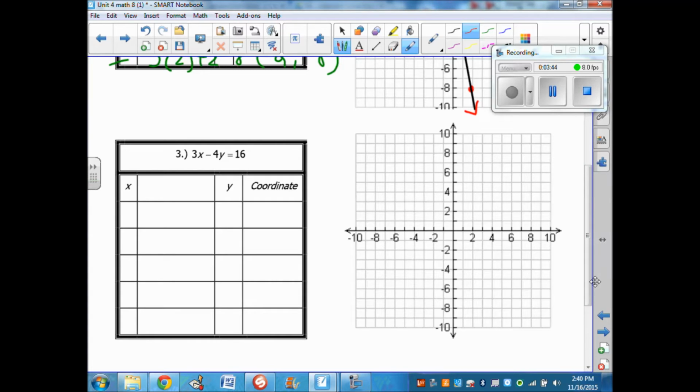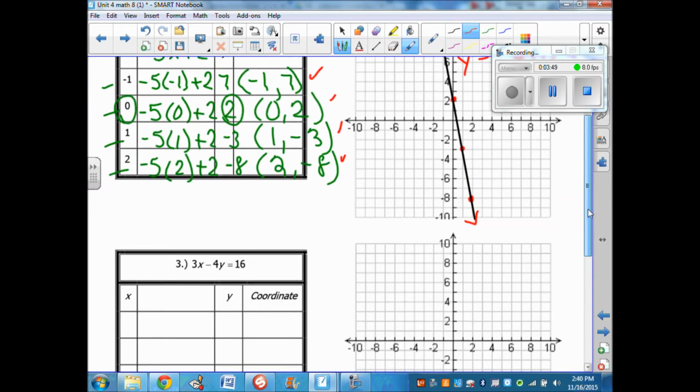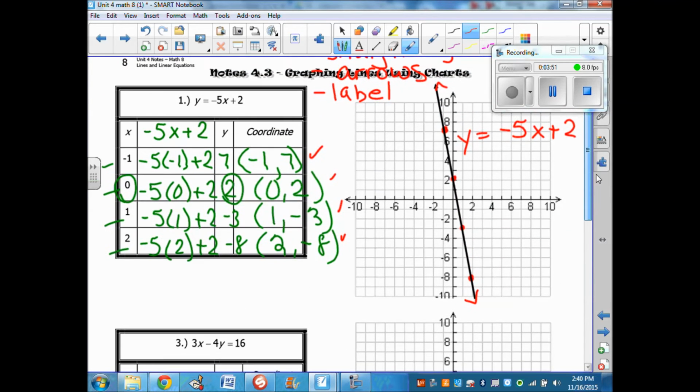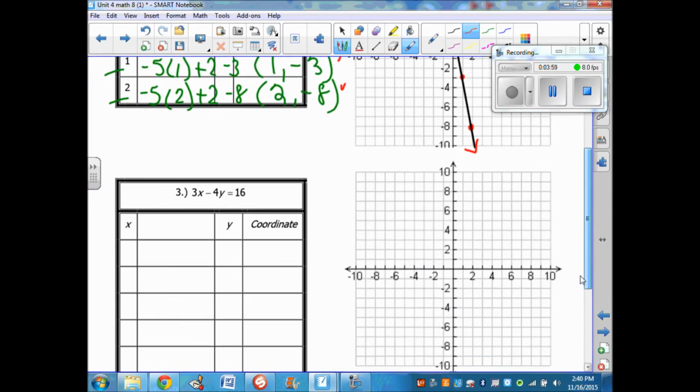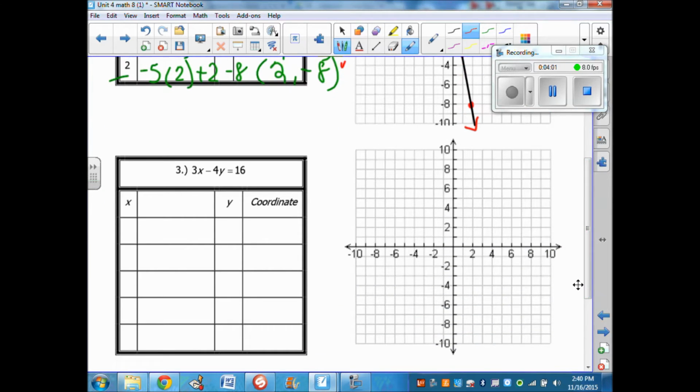This next one isn't as nice and neat as this first one. So what have we been practicing? We've been practicing taking equations and solving them for y, meaning getting y all by itself in order for us to graph it. Because if we've got to fill in what this y is equal to, we've got to take our equation and get y by itself. So we have to isolate y.